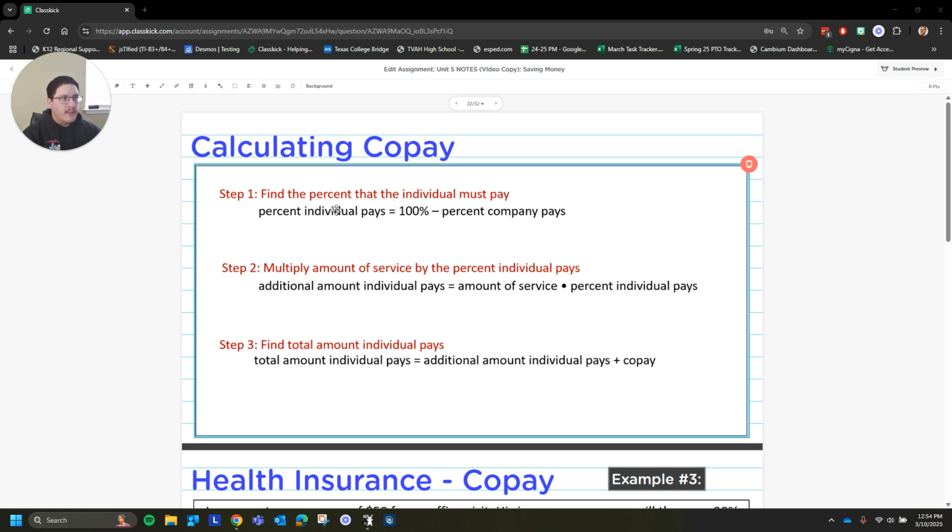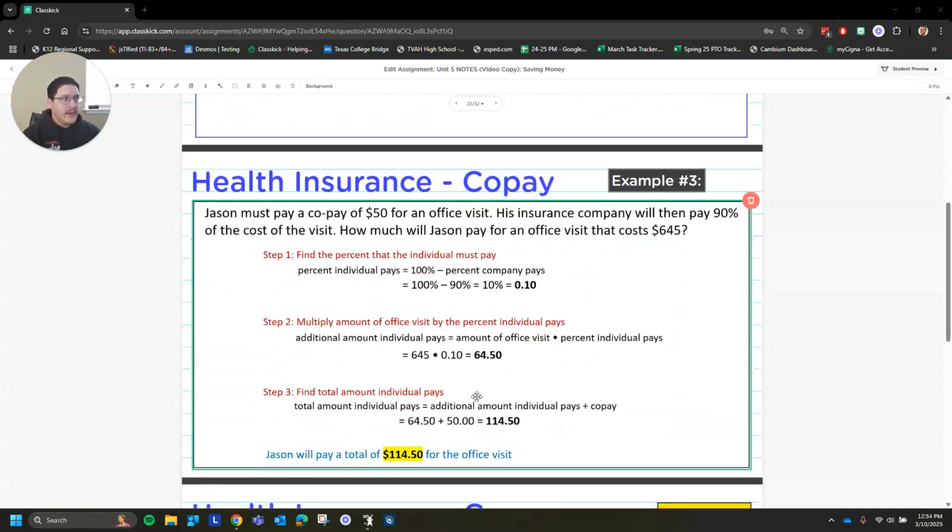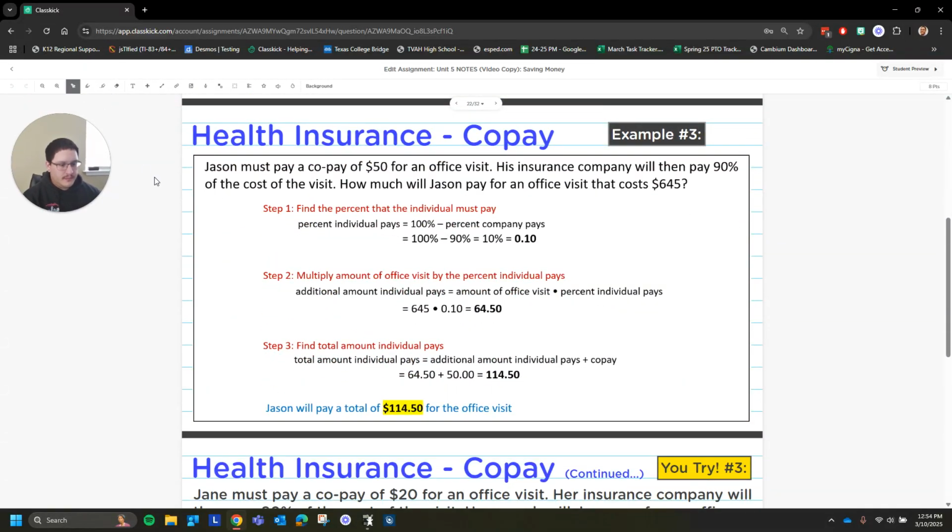Step one, we're going to find the percent that the individual must pay, very similar to some of the previous problems we've done. And then we're going to multiply the amount of the service provided by the percent the individual pays. And then we're going to find the total amount the individual pays, which is the amount plus the copay. Let's look at an example.